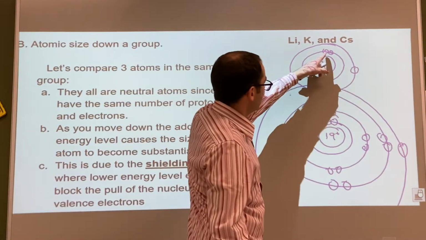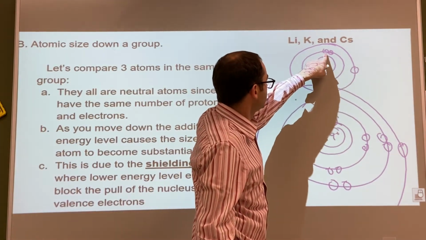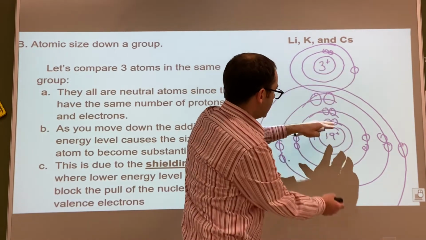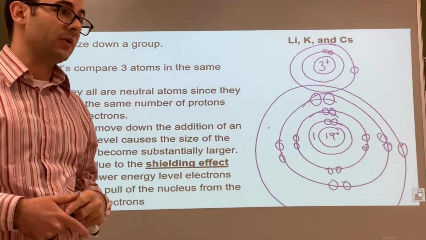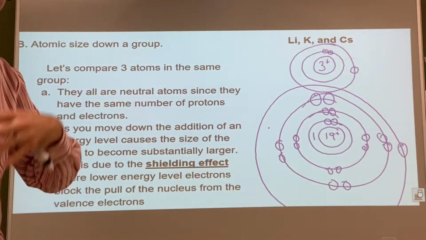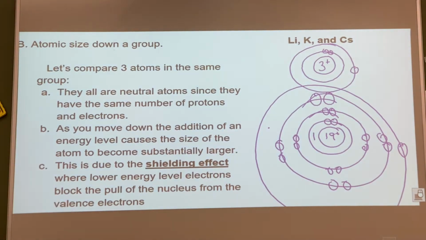And for this one, there's not a lot of shielding here. So we only have 3, but as you get more and more energy levels, you're going to have more and more shielding, so it's going to get bigger. You can also just think of it as more energy levels, it takes more space to draw a new ring. Any questions with any of those two?